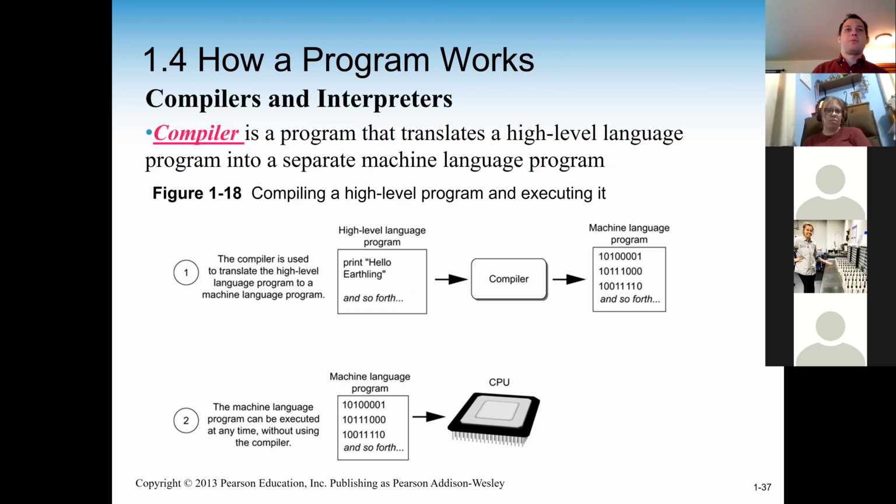Right, compilers and interpreters. A compiler is a program that translates a high-level language program into a separate machine language program. So basically, here's the pipeline. Here, a high-level program, let's say print hello, and then the compiler is going to take that and convert it into the machine language, the binary representation of that. And then that machine language is what's fed into the CPU. So that's how that works.